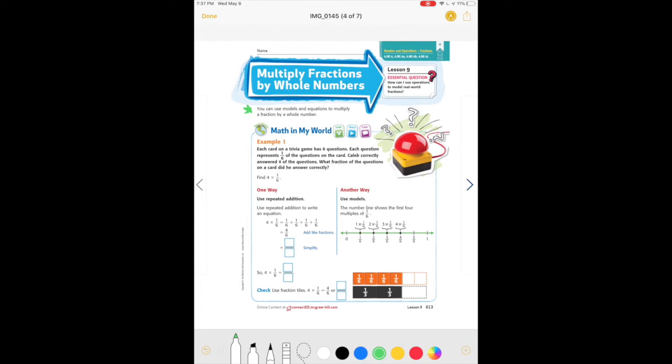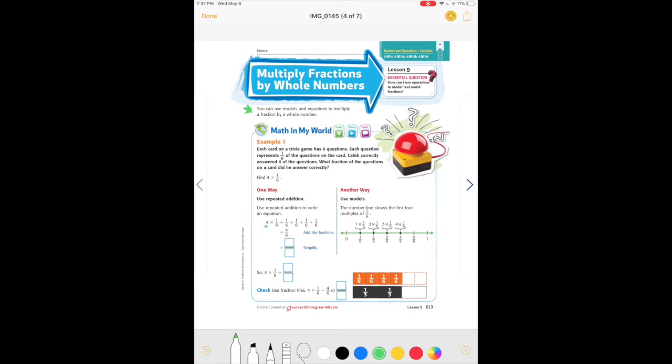So let's read example 1. Each card on a trivia game has 6 questions. Each question represents 1/6 of the questions on the card. Caleb correctly answered 4 of the questions. What fraction of the questions on a card did he answer correctly? So we are multiplying 4 times 1/6. The first way we can do this is with repeated addition.